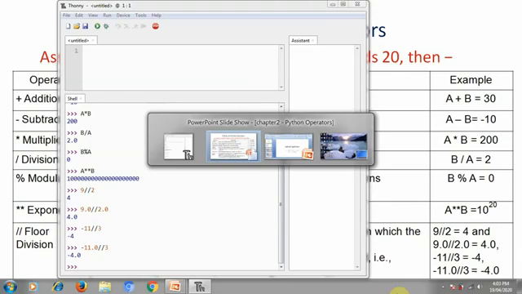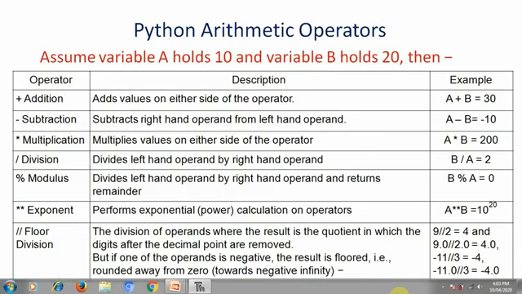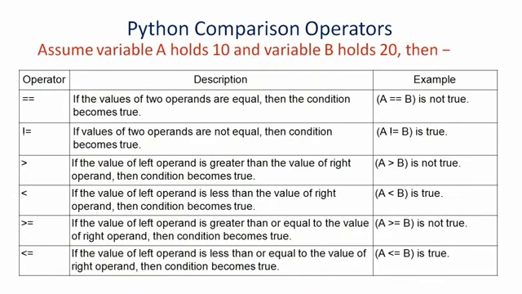Okay. Next is the comparison operator. What is a comparison operator? It is used to test a condition. The relational or comparison operator results in Boolean true or false. Assume variable a holds 10 and variable b holds 20.